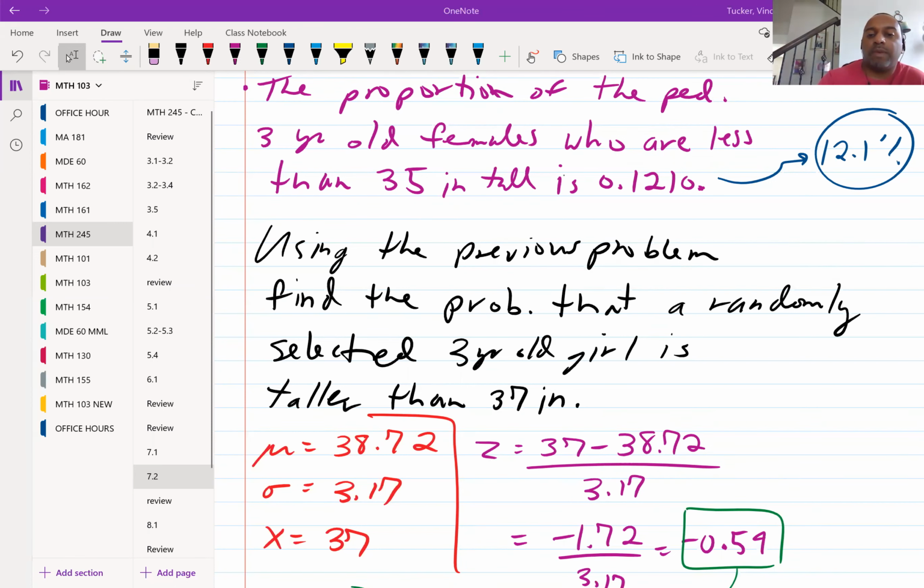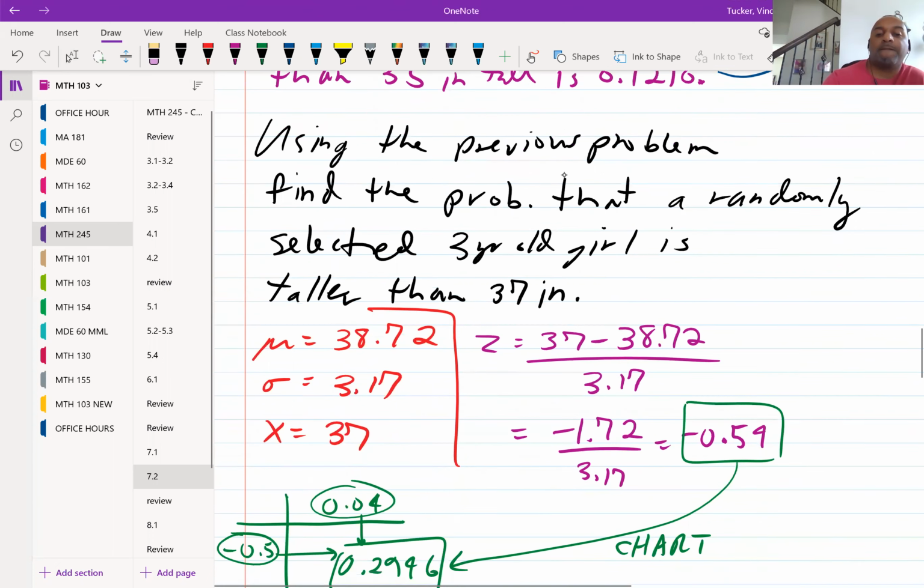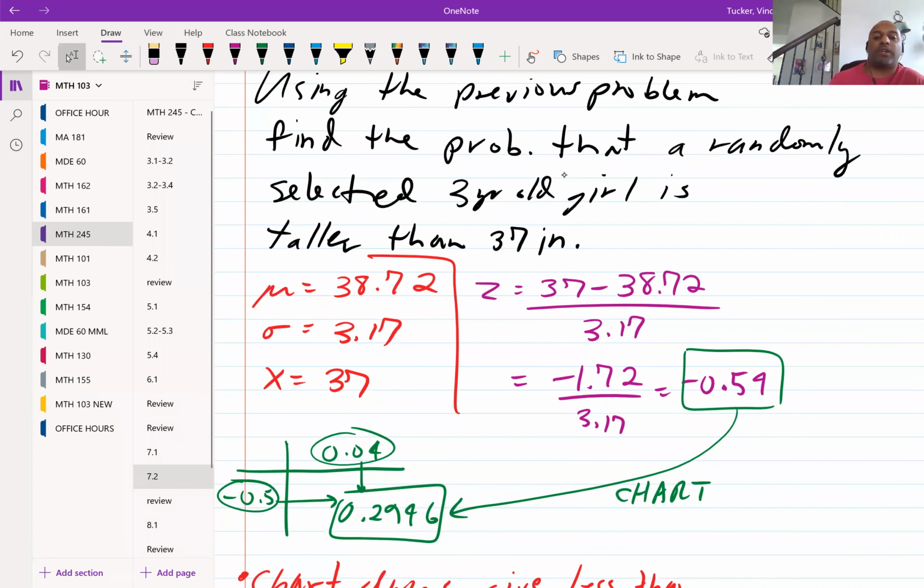All right, so when we put that in the z-score formula, we end up getting negative 0.54. And so you go to the chart. Negative 0.5 will be on the left column. The 4 would be up top. And that gives us 0.2946 from the chart.